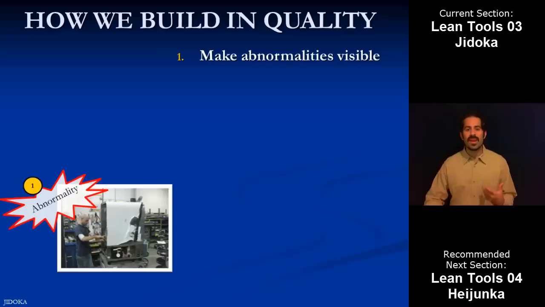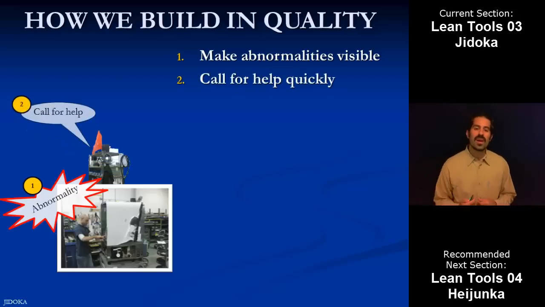We want to have some mechanism to make abnormalities visible, whether it's standardized work from what we talked about before, or some other mechanism that the operators can see when something abnormal has happened. Then we want to provide them with a mechanism, a tool, to be able to call for help, to say, I need some assistance in dealing with this defect because I don't know what to do with this, or I can't keep up with everything else and try and fix this at the same time.